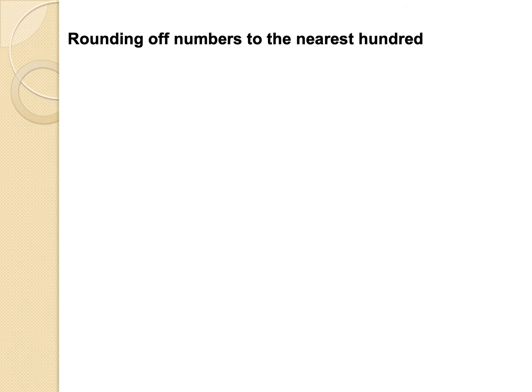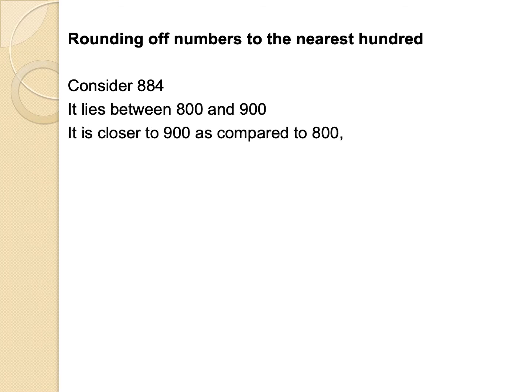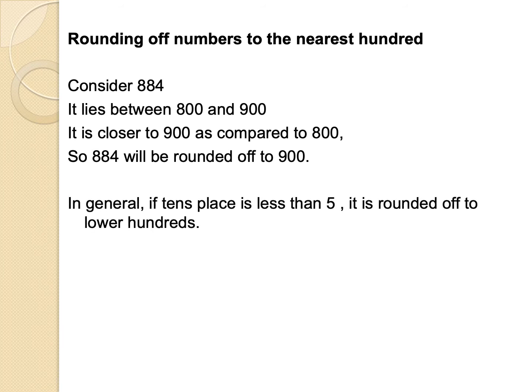Rounding off numbers to the nearest 100. Consider 884. It lies between 800 and 900. It is closer to 900 as compared to 800. So 884 will be rounded off to 900.